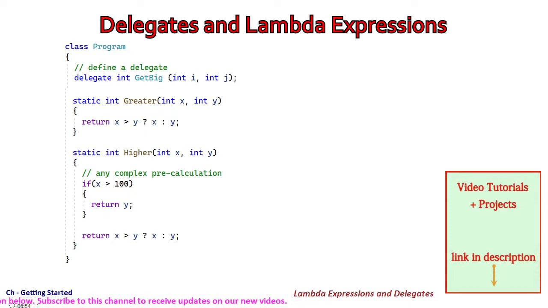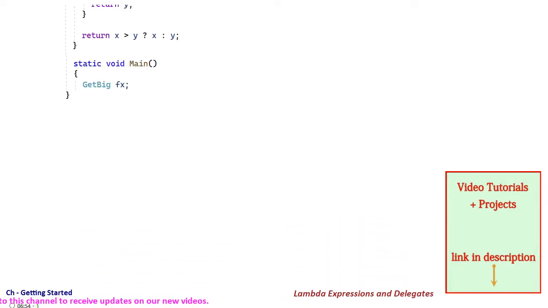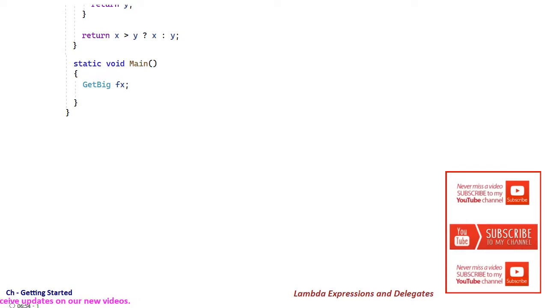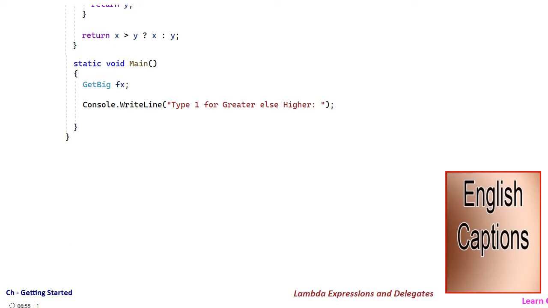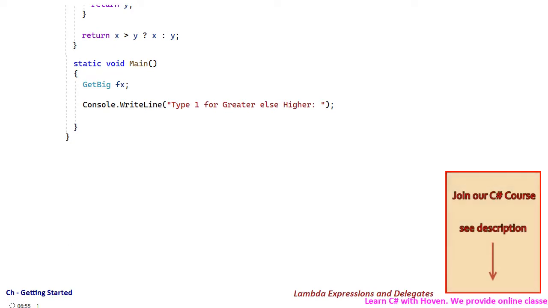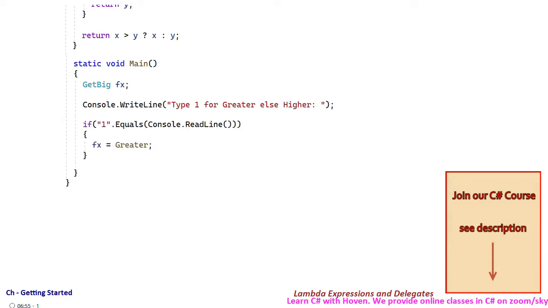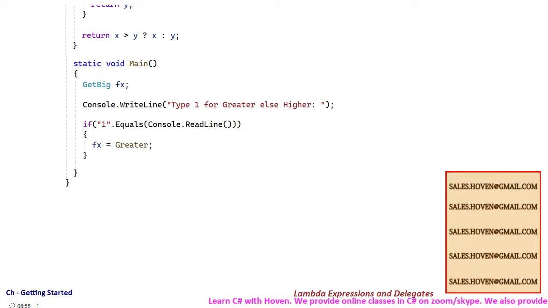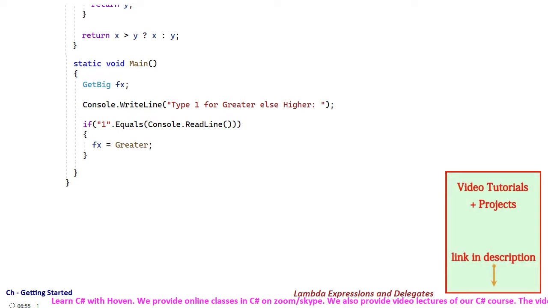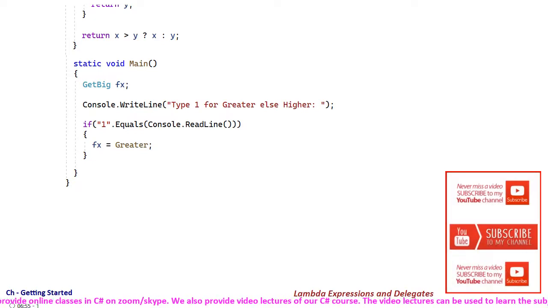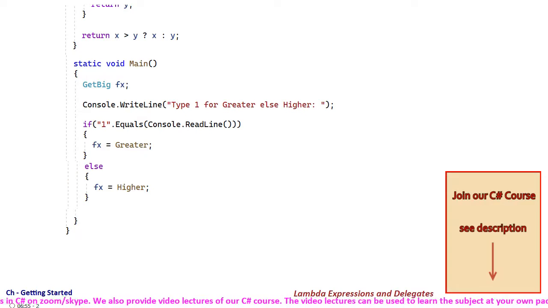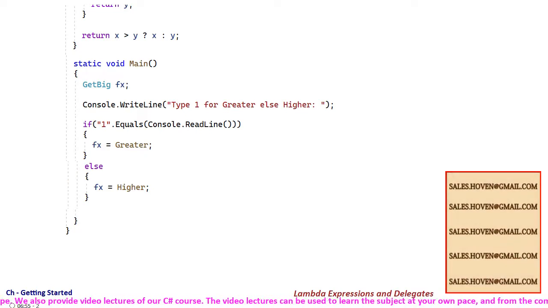This is important. Inside main, we have declared a variable fx of delegate type getBig. And next, we ask the user to type 1 if the function greater is to be called. If the user enters 1, then fx points to greater. The function greater is compatible with fx, so fx can point to greater. Otherwise, fx points to the other function called higher.